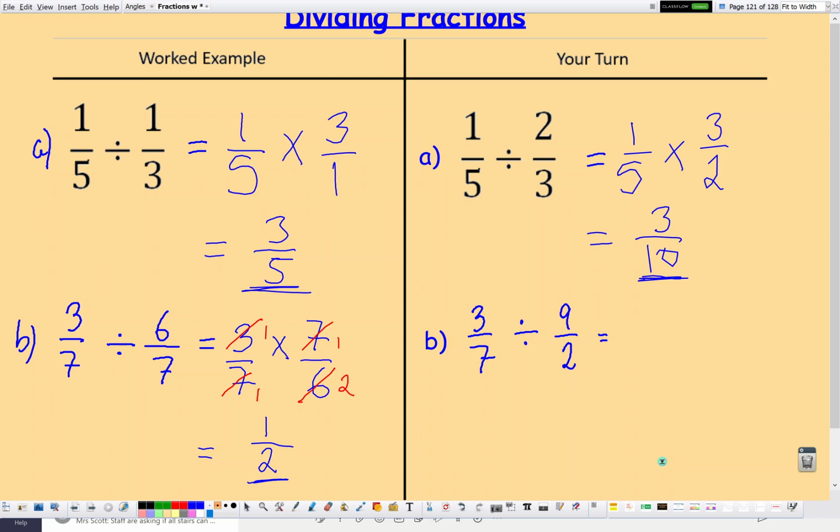Next one, I think there should be some simplifying to do. So before I go through the solution, give me your answer, please, to B. Okay, it doesn't matter. Don't worry about anyone else. Just give me the answer that you got, please.